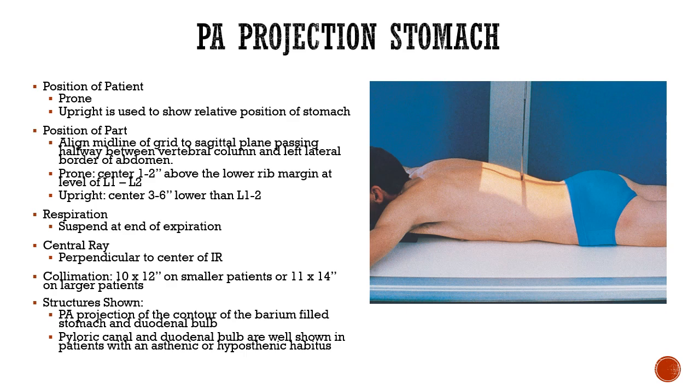We're going to perform respiration at the end of expiration, and we're going to center to the perpendicular. Our collimation is 10 by 12 on smaller patients or 11 by 14 on larger. And the PA projection is going to show the contour of the barium-filled stomach and the duodenal bulb. The pyloric canal and duodenal bulb are well shown in patients with an asthenic or hyposthenic habitus. So this is important here, looking at different body habitus, looking at what positions would show what best.